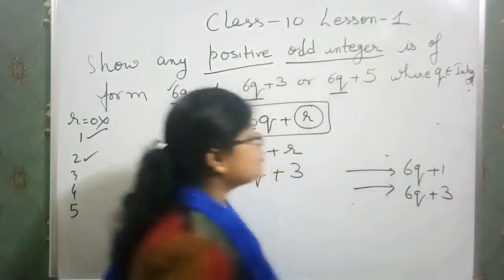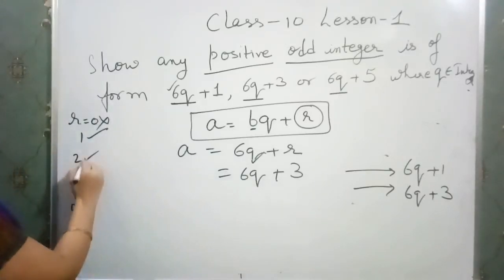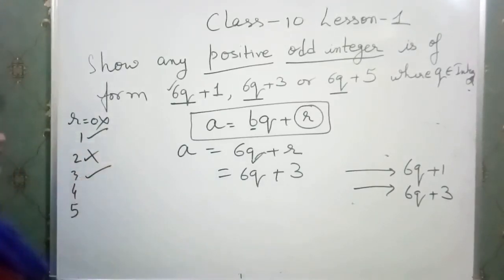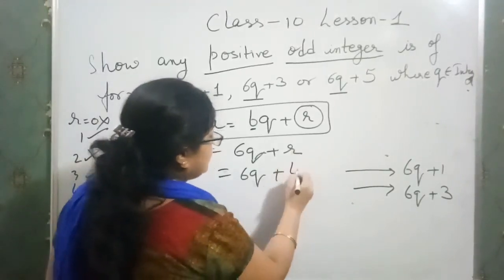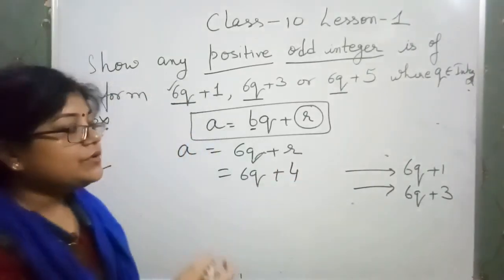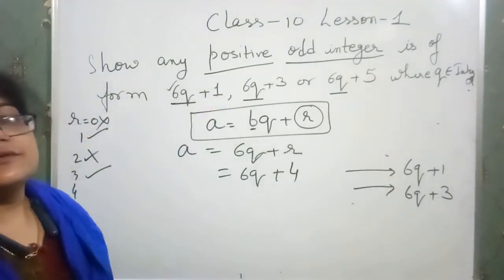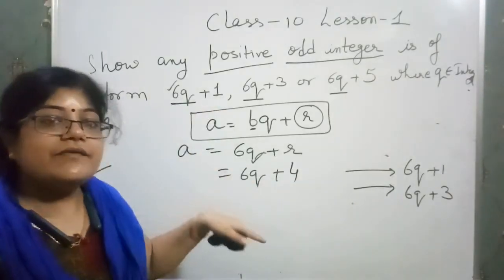So this will not be taken, it will be taken. Now when we write the value of r is equal to 4, both the terms get divided by 2. So it is not an odd integer because it is divisible by 2. It is an even integer. So I leave it. Okay.